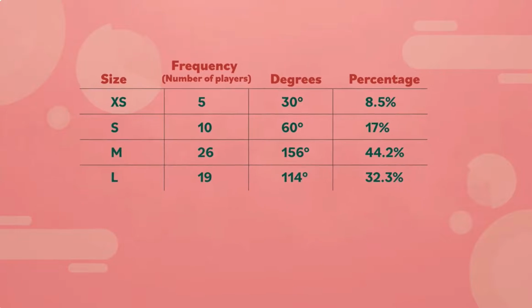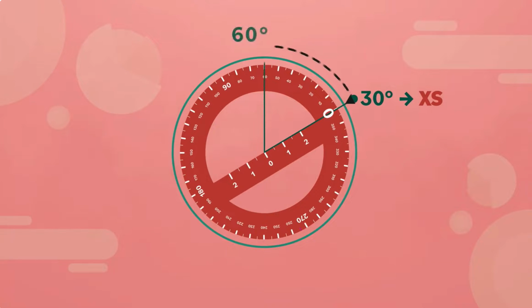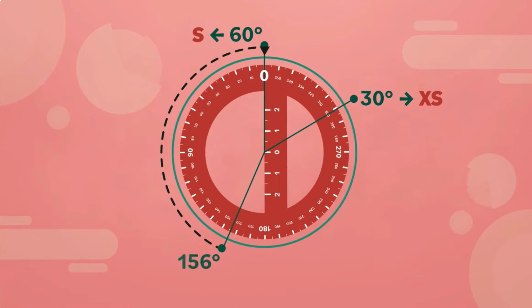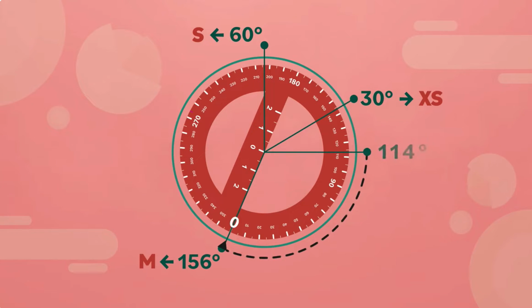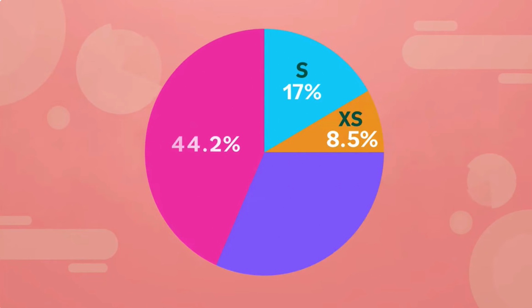Now that the table's complete, the coach begins making her graph. She traces her protractor to draw a circle, then uses it to make the first 30-degree section for size extra small. Next up is 60 degrees for size small, 156 degrees for size medium, and 114 degrees for size large. Finally, she adds the percentage to each slice of the pie, making the chart easier to read.